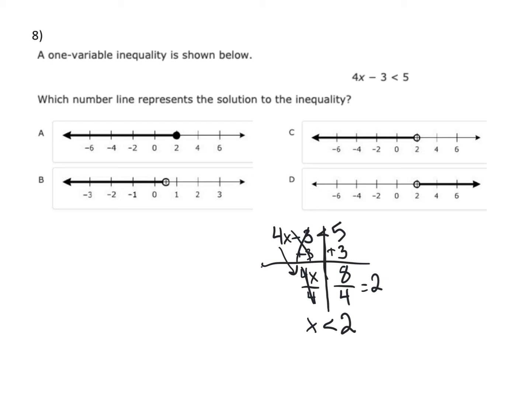Now, since it's not equal to, I can eliminate A right away because of this closed circle. When it's not equal to, it has to be an open circle. Now, I can eliminate D because the arrow is pointing the wrong way here. So I'm already down to a 50-50 shot. Now, C is exactly on the 2 where I need it, and B is on the 1/2. So B would be wrong. My answer would be C.